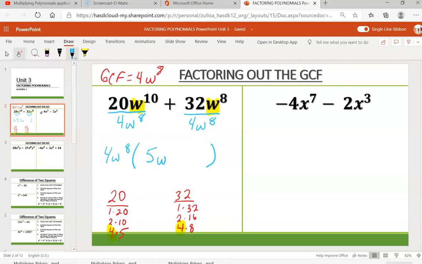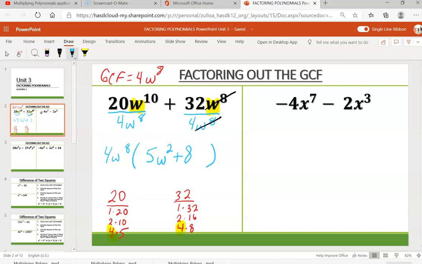And W to the 10 divided by W to the 8. If you recall our laws of exponents, when you're dividing with the same base, you keep the base and subtract the exponents. So 10 minus 8 gives you 2. Okay, plus you have 32 divided by 4, which gives you 8. But here you have W to the 8th power over W to the 8th power. And anything over itself cancels because it gives you 1. So you could cancel out the W to the 8ths.